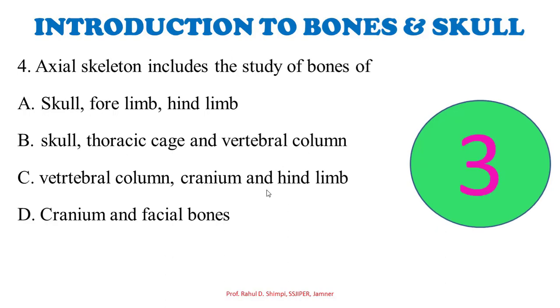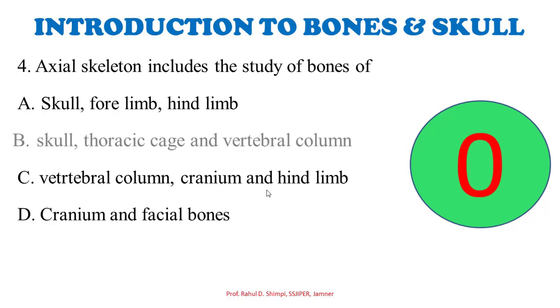Here we have to find out what the term axial skeleton is used for. So the correct answer is skull, thoracic cage and vertebral column. Whenever we study the bones related to the skull, thoracic cage and vertebral column, we study the axial skeleton.